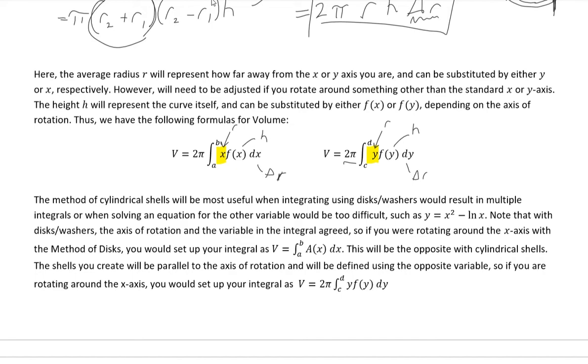We would need to do that, though, if we're finding a difference of curves. So if we're finding a difference of curves, that's where f of x or f of y is just going to be a difference of 2, which we'll have an example of in a bit.